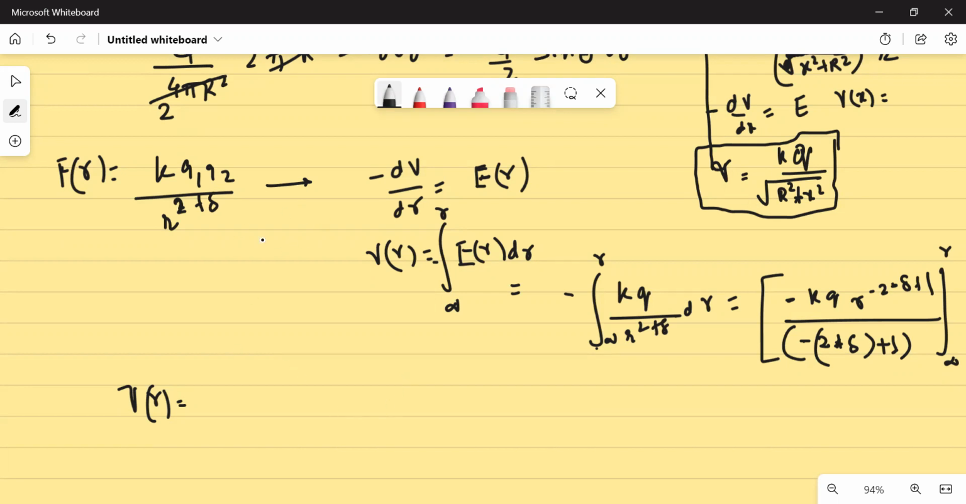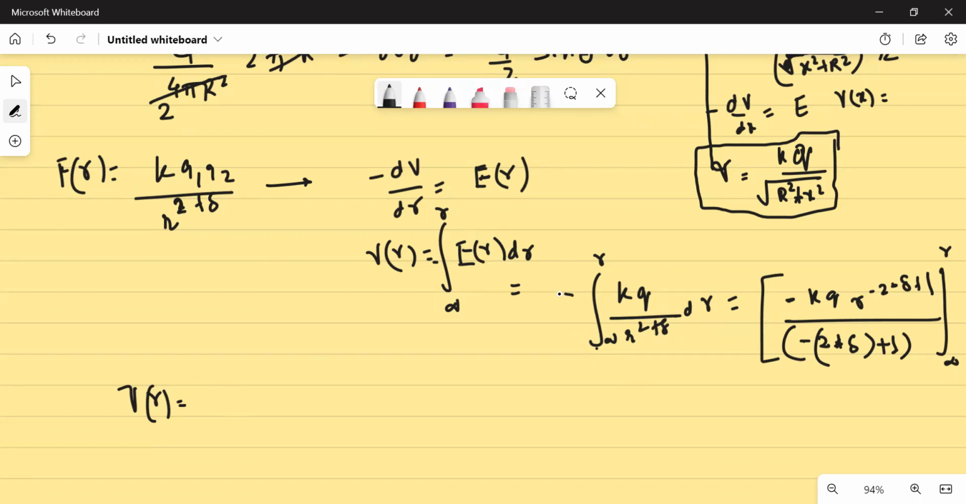Okay, so if Coulomb's law takes the form kq1q2 upon r to the power 2 plus delta, then the electric field E(r) can be derived from minus dV upon dr also. And the electric field will be given by kq upon r to the power 2 plus delta. So I have written kq upon r^(2+δ) here, and this is dr. Try to integrate this. What I will get from integration, this is what I want to find.